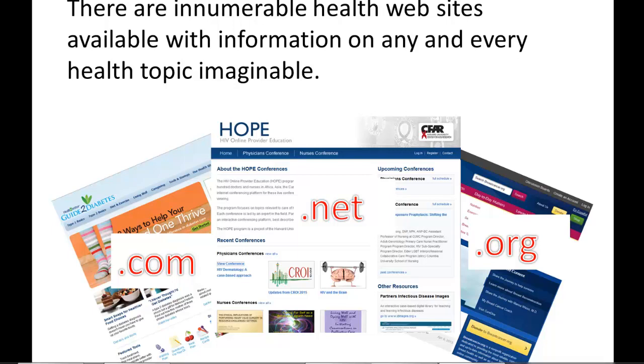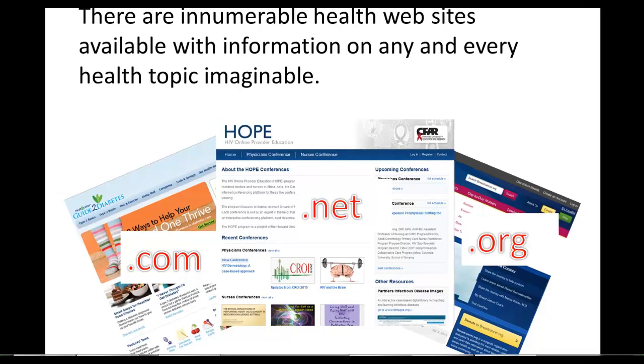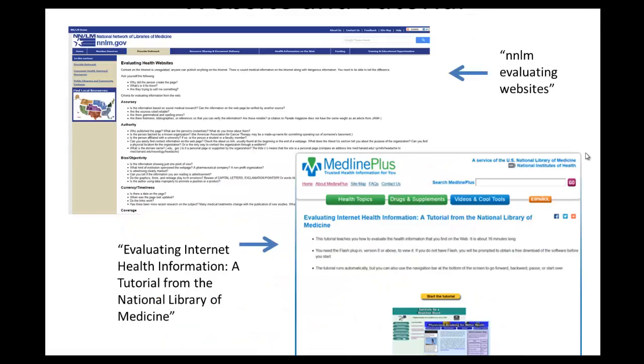On your own, take a look at these websites. What you want to do is Google NNLM evaluated websites, and you'll find the nnlm.gov list of information on how to evaluate websites. And then there's a brief tutorial available on MedlinePlus, made by the National Library of Medicine, entitled Evaluating Internet Health Information. So take a look at those two resources as well.